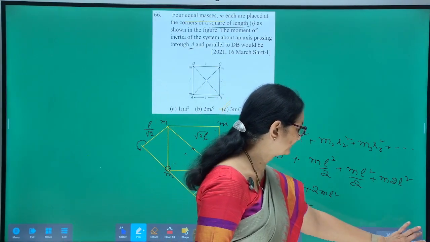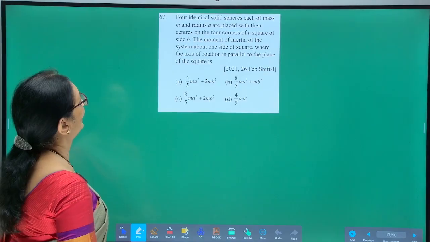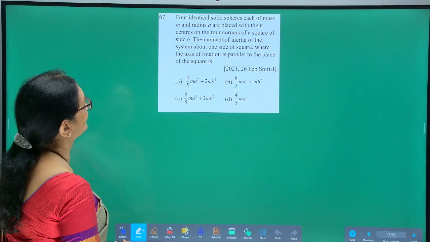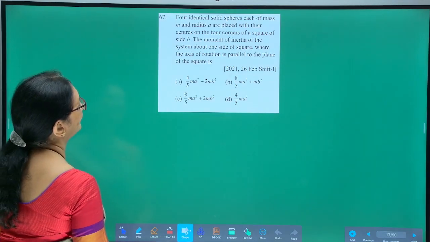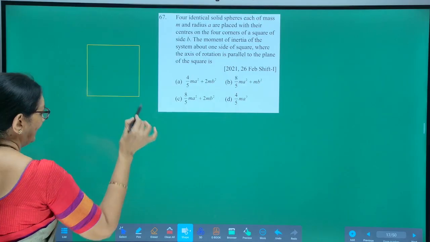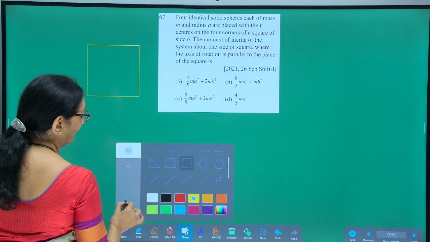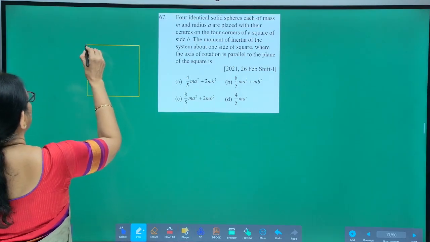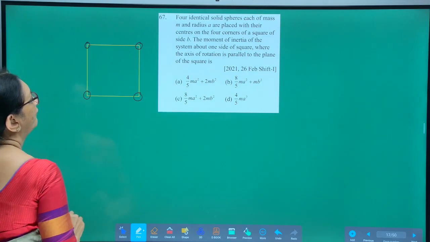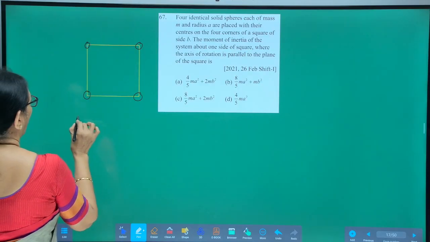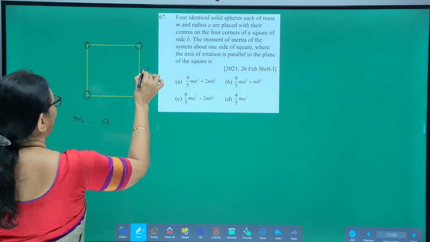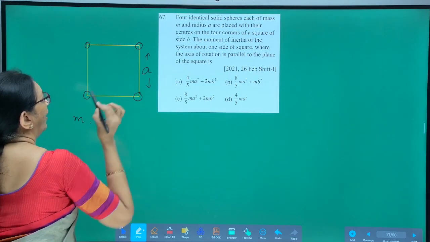Move on to the next. Look here. Four identical solid spheres, each of mass m and radius a, are placed with their centers at the four corners of a square of side b. So let us consider a square, and at the four corners of the square, four solid spheres are placed. So here there is one solid sphere, another solid sphere, another.